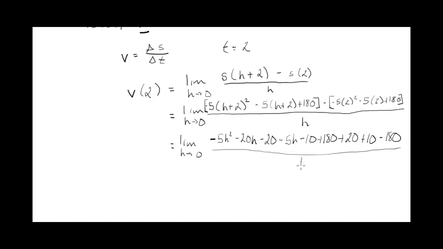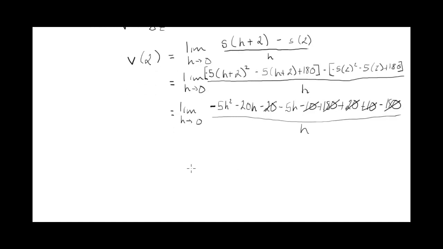All divided by h. And now, kind of an interesting thing, which we saw happens every time, is these constants, minus 180, positive 180, plus 20, minus 20, minus 10, plus 10. So they all cancel out, and all we're left with is terms with h. So the limit as h goes to 0, collecting like terms, you'd have minus 5h squared, and then minus 20h and minus 5h, so you'd have minus 25h, all divided by h.